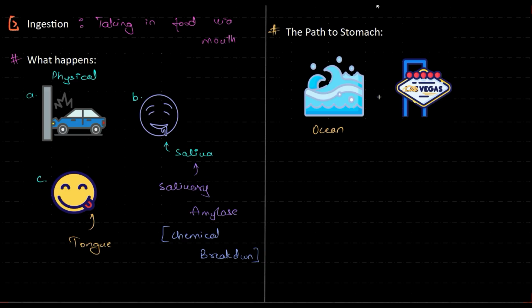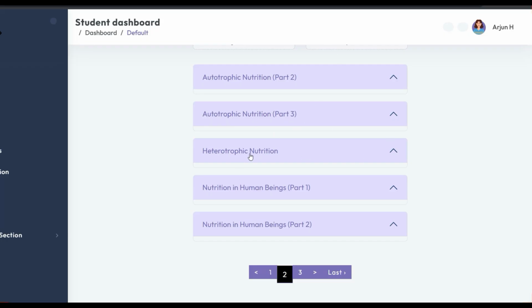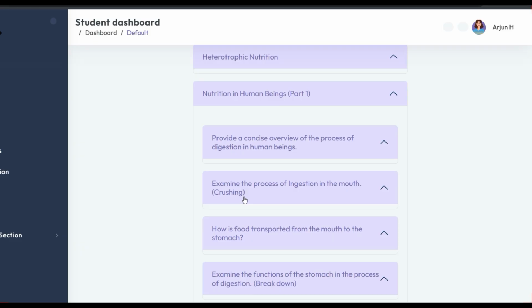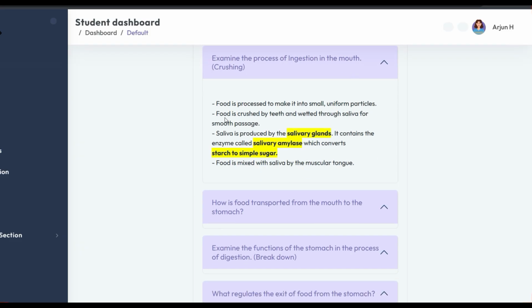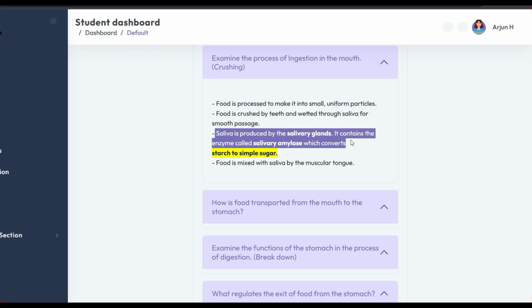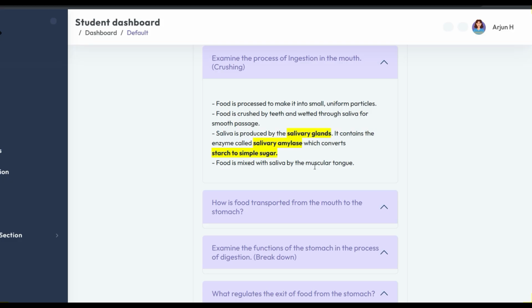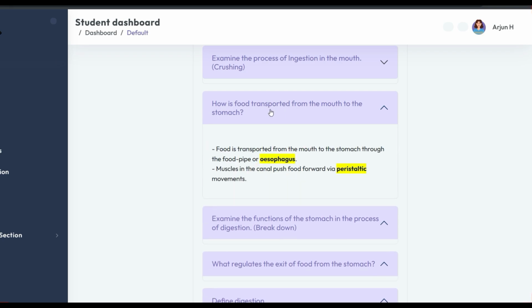Okay, let me show you guys the notes. So we are in heterotrophs, and in that, nutrition in human beings. So we're examining the process of ingestion. Food is broken down into small uniform particles. They are mixed with saliva, and the saliva is produced by salivary gland. It contains salivary amylase, which converts starch to simpler sugar. And yes, tongue helps in mixing all of this up. Now, food is transported from the mouth to stomach via food pipe, also known as esophagus.